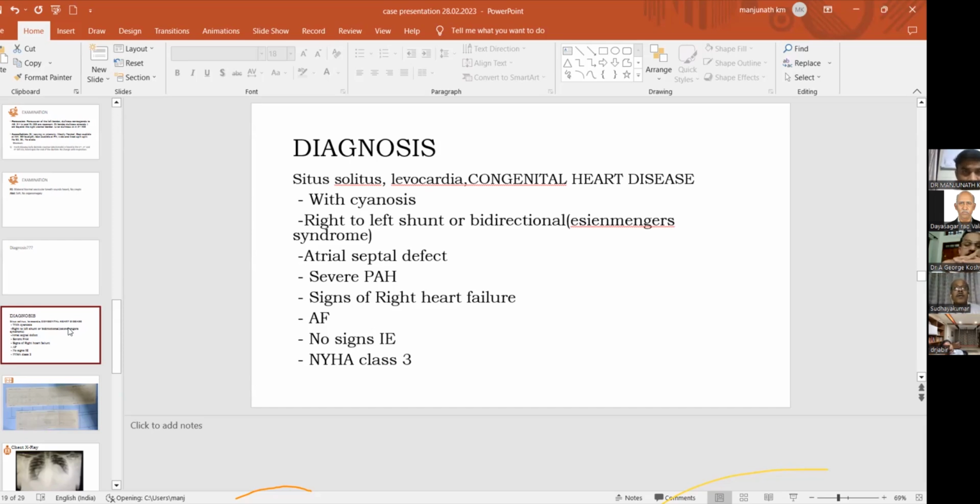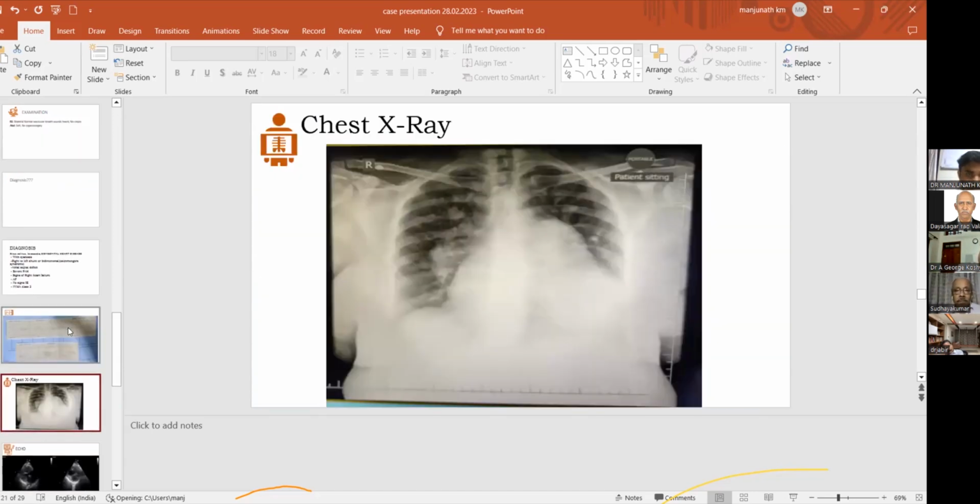For example, in a cyanotic heart disease like tetralogy of Fallot, ECG may be diagnostic for tricuspid atresia. If you are suspecting certain things, certain X-rays will be diagnostic. Okay, go ahead. This is the X-ray.